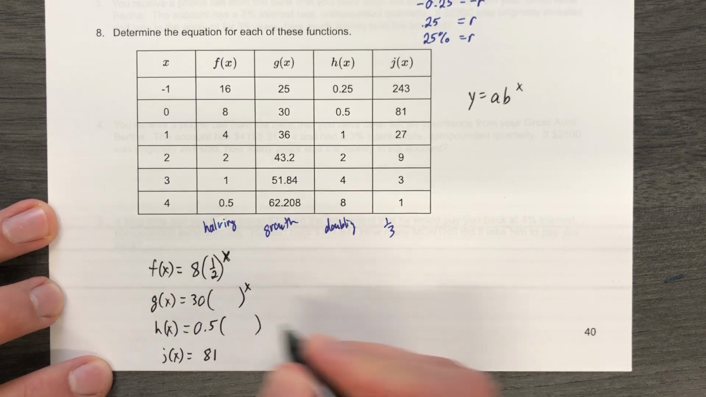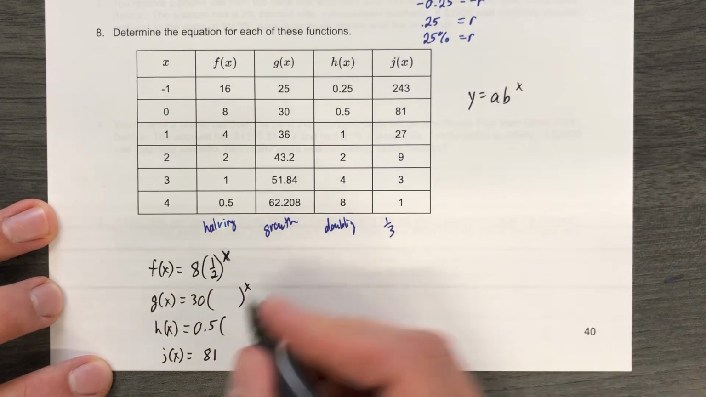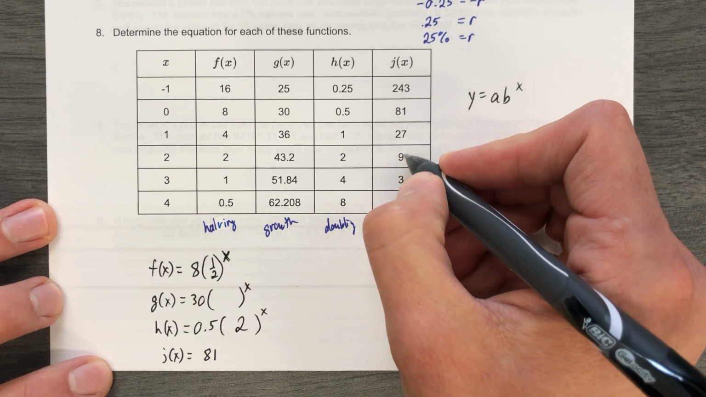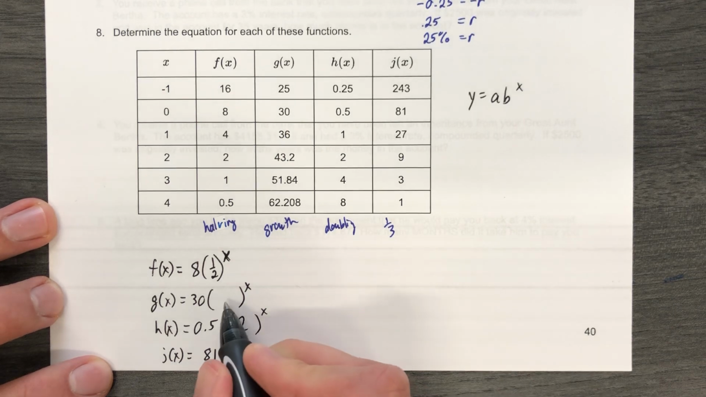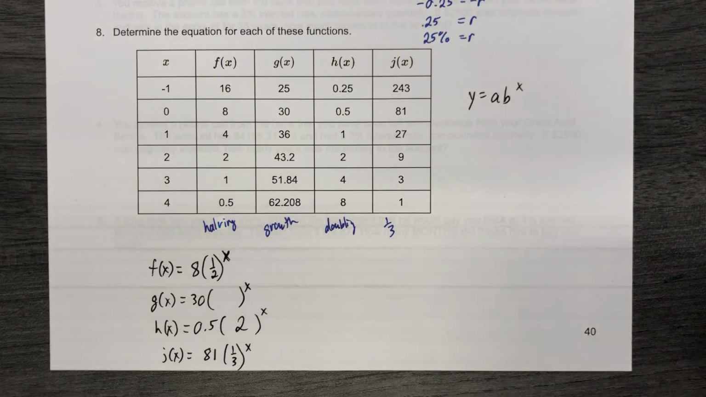We're going to do the easy ones first. So this one's doubling, so we will double every time. So b is equal to 2. And this one, it's a third as we move forward. So this is 1/3 to the x power. All right, now we're back to the crazy one. So let's grab a calculator, and I want to show you something kind of cool.